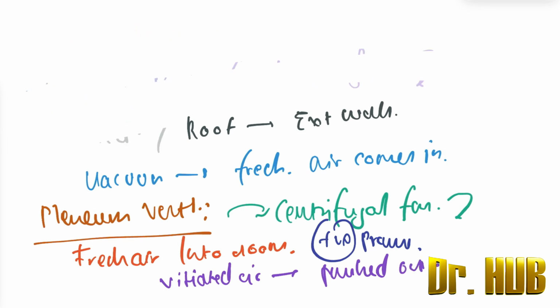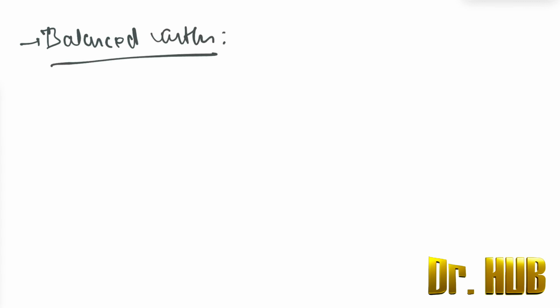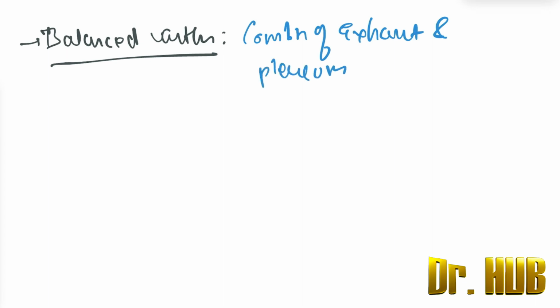Next is balanced ventilation. Balanced ventilation is a combination of both exhaust and plenum. So this is a method of ventilation.